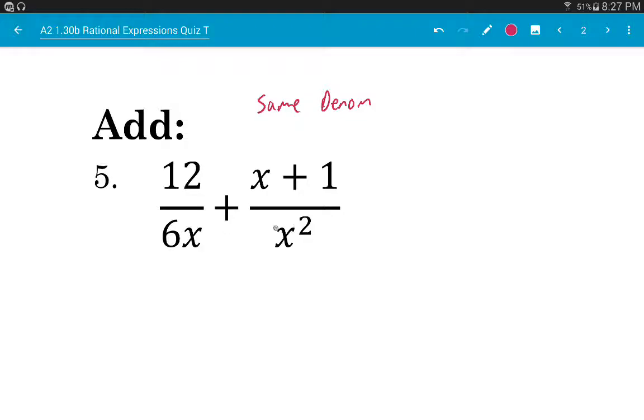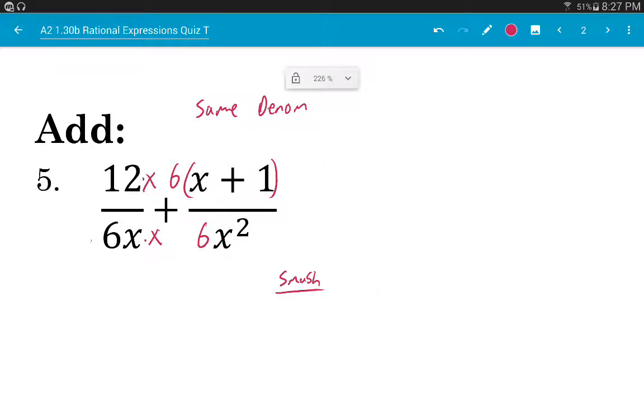And so I think my common denominator is going to be 6x squared. So multiply by 6 on top and bottom here. And this one needs another x. Now this is 6x squared, and this is 6x squared. So I can smush them together. That's what addition and subtraction are, really.